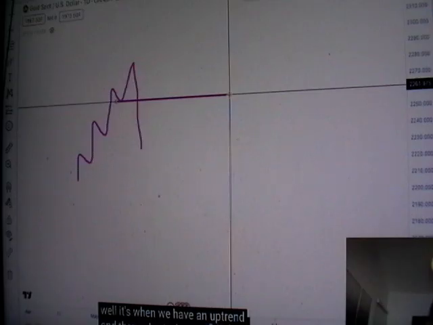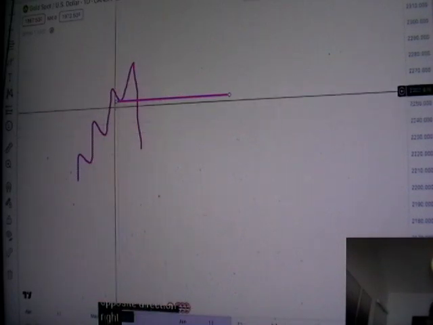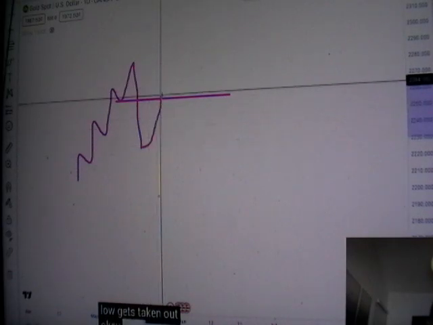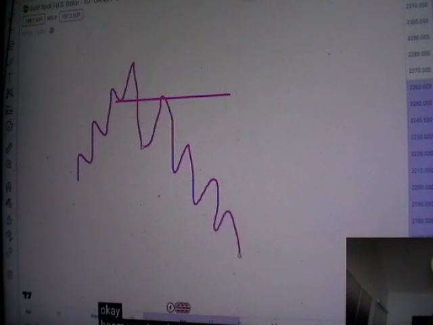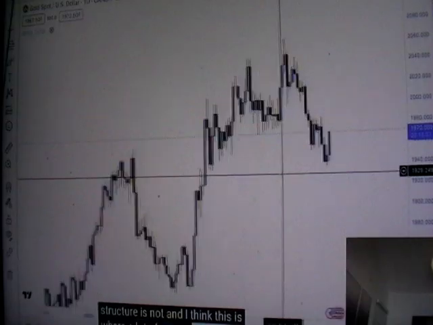Now, what's breaking structure to the downside? Well, it's when we have an uptrend, and then schmink, the low gets taken out, right? Same exact thing, just in the opposite direction. Low gets taken out, okay? Boom, we start the downtrend, okay? Pretty simple stuff, right? Let me show you guys what a break of structure is not. And I think this is where a lot of people slip up.